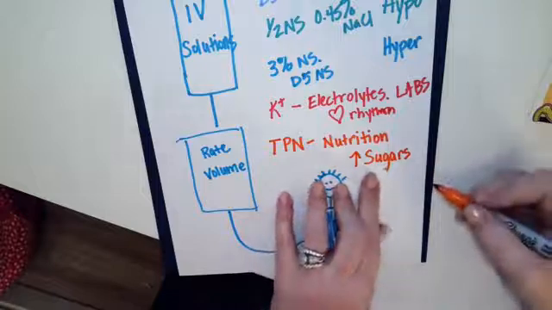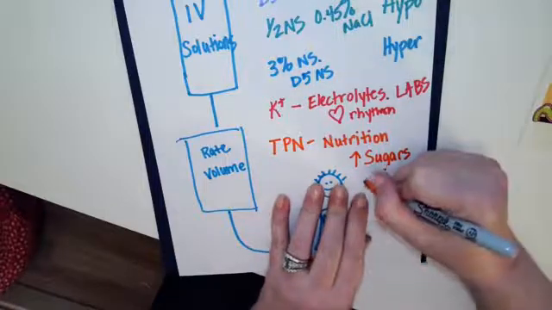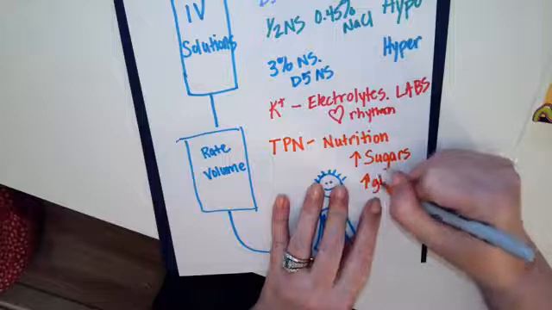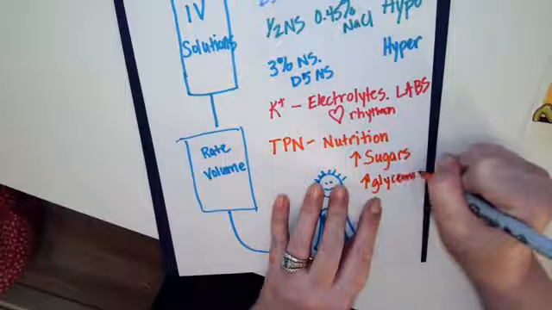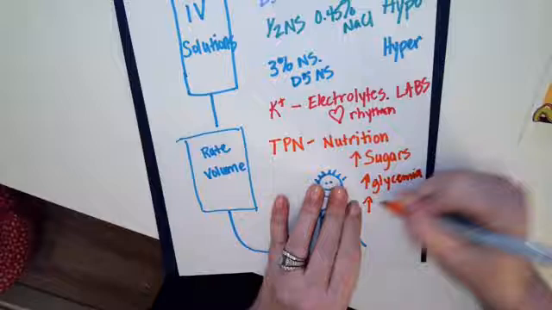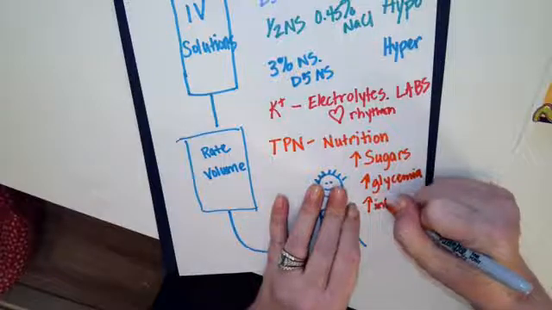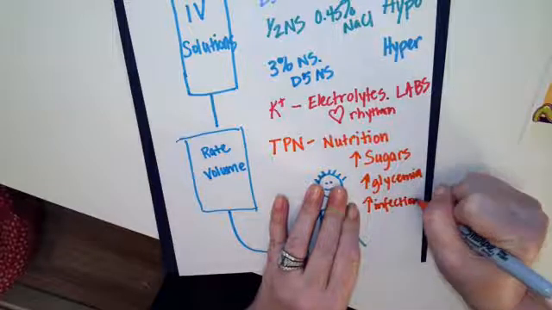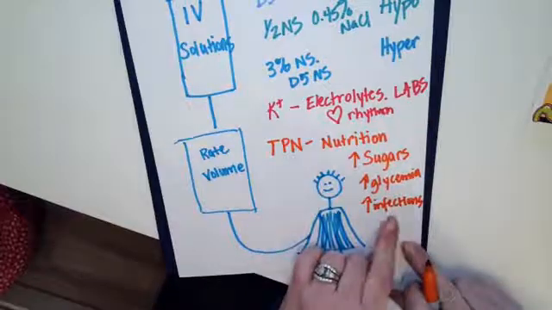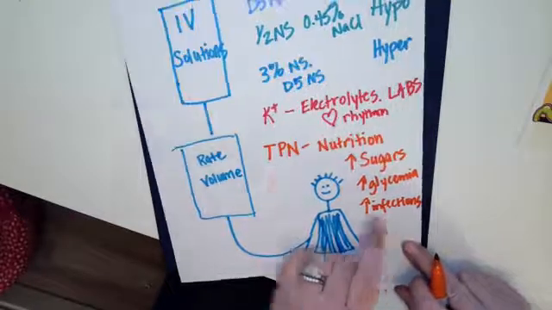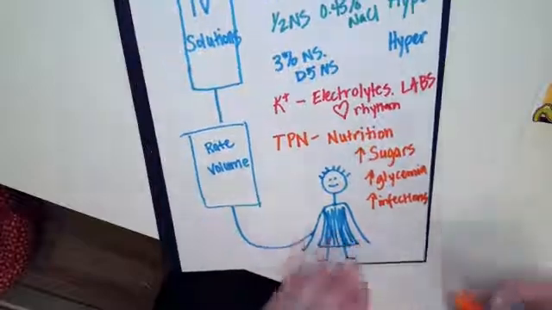So what goes along with things that are high in sugars? We would see hyperglycemia, and we would see an increase in infections, potentially, in those lines because bugs love sugars. So TPN nutrition, it's also really, really hard.